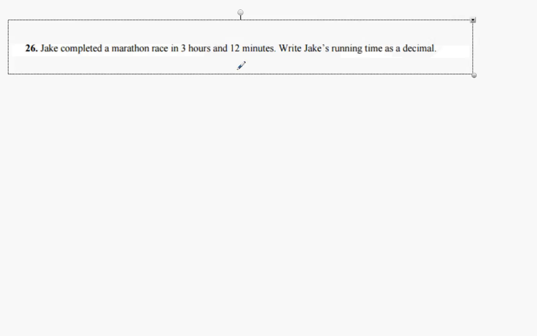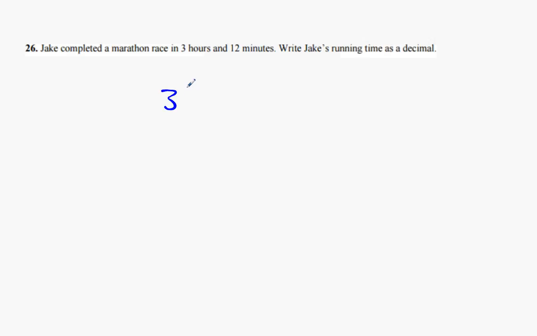Okay, so we know 3 is the whole part, 3 whole hours it took. And then part of 1 hour, just 12 minutes. So that's 12 over what? So how many minutes are in 1 hour? Which hopefully you know is 60. So now, because it wants a decimal, we need to know what is 12/60 as a decimal.